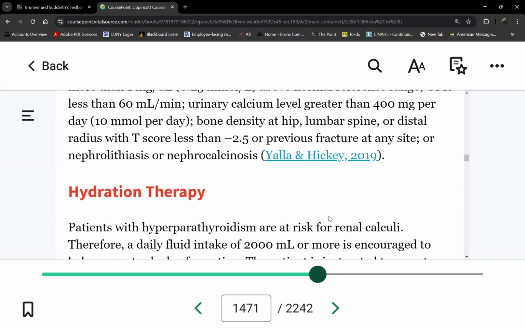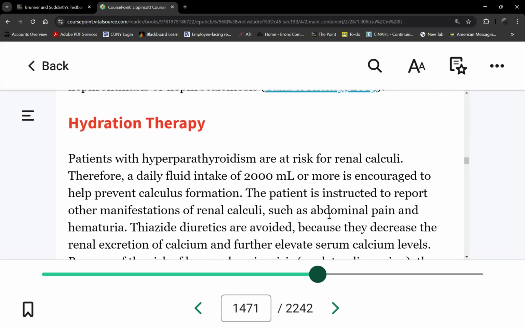Now, until the patient has surgery, we have to treat the hypercalcemia. There are several ways to lower serum calcium. One is hydration. Hydration, though, is never given alone. It's always paired with diuretic therapy, meaning, yes, we will give the patient diuretics, but we will also give them large amounts of fluid. Look at this, daily intake of 2,000 or more. Its main purpose is to prevent stone formation, calcium stone formation.